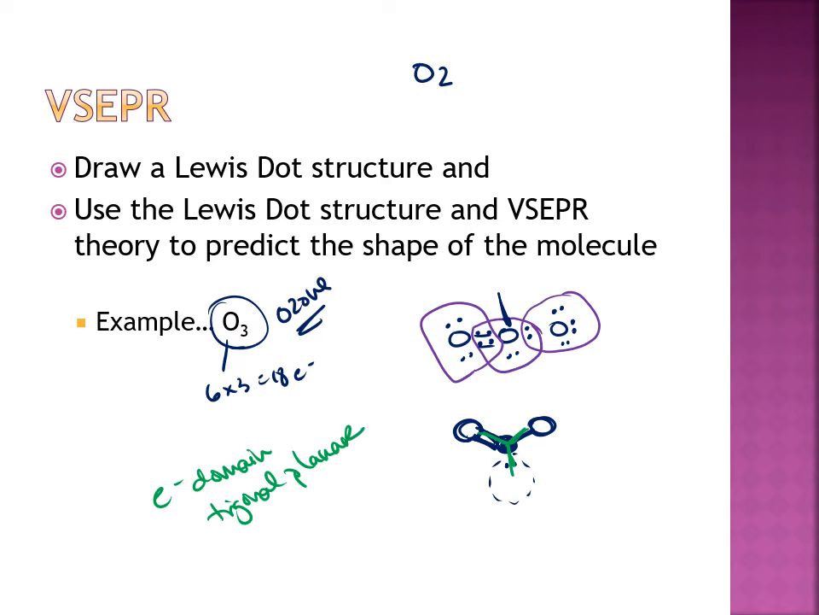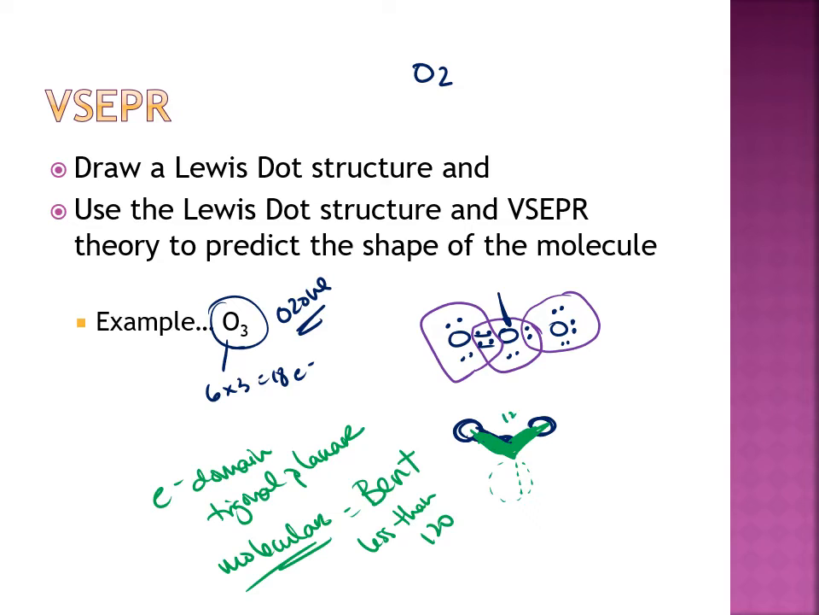But the molecule shape is going to take into account only where I have the atoms. So I'm not going to worry about these guys here. I'm only going to worry about where we have the atoms. But these guys are still taking up space. And so our molecule is going to be bent, and it's going to have bond angles of less than 120 degrees. So remember, when I'm thinking about those three things, there's 120 all the way around, but this is going to be a little bit less because these guys take up a little bit more space.